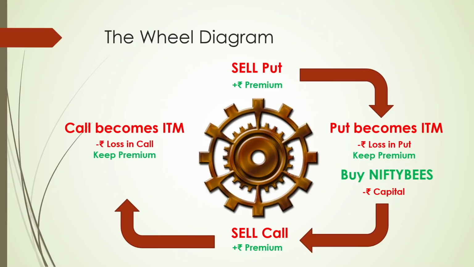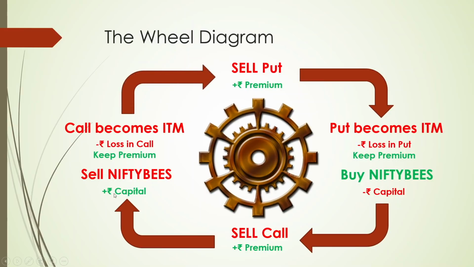If the call becomes ITM, we will book some minor loss in the call, but we will still keep whatever is the premium collected. We sell the Nifty Bees and the capital will come back to us. Whatever capital we used for buying the Nifty Bees, since the call is ITM, the Nifty Bees will be in profit. So we sell at a higher price and your capital will increase. Okay. You kept the premium, you keep the capital, and the loss, whatever you are booking in the call, will be less than these two. Okay. Then what we will do? We will go back and again sell the put.